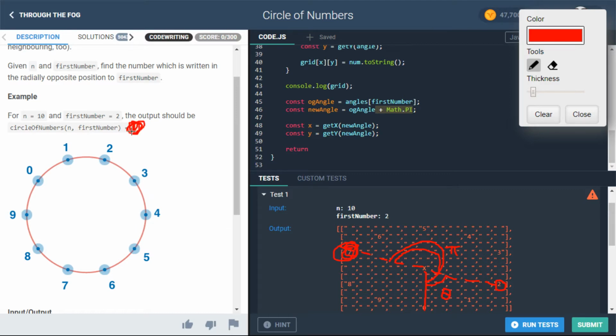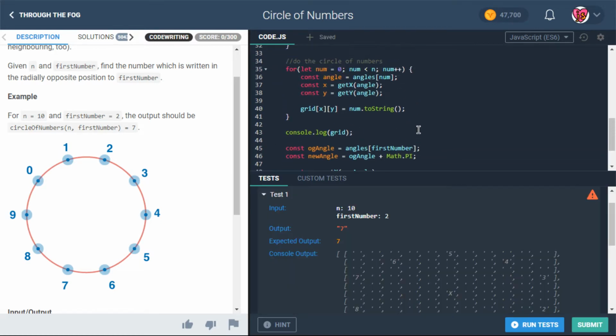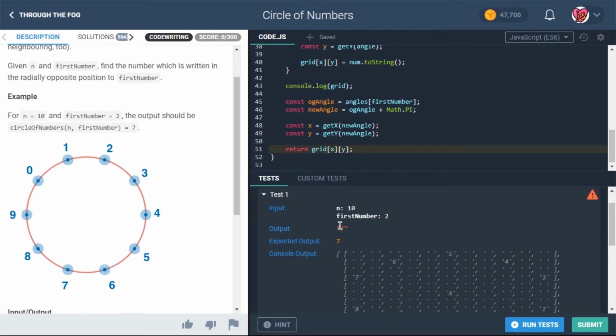Well, I guess I'm blocking that out, but believe me, it was the 7. Okay, so I'm going to close that for now. And what I'm going to do is just return grid at x at y. There's just going to be one problem with that if it works, and it's that it's a string. We want the integer value, so we're going to do parseInt on that thing.